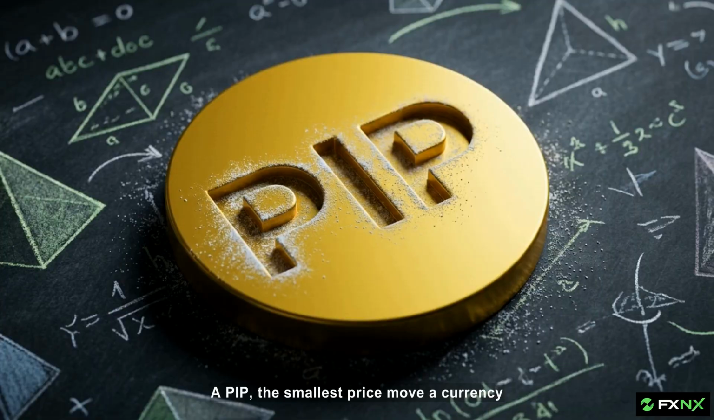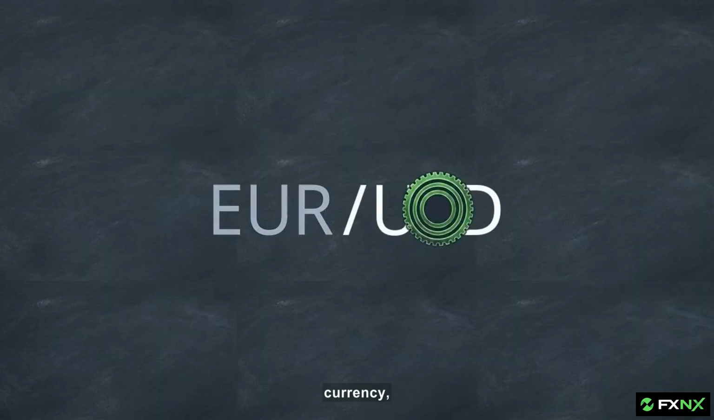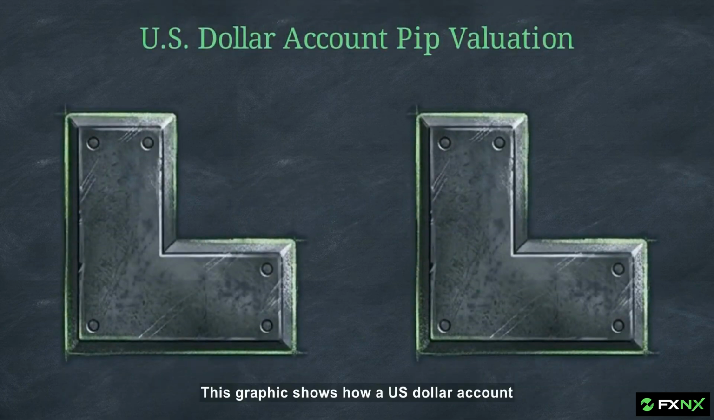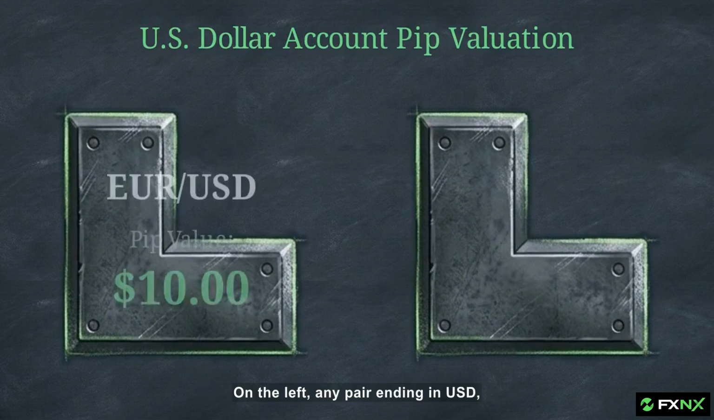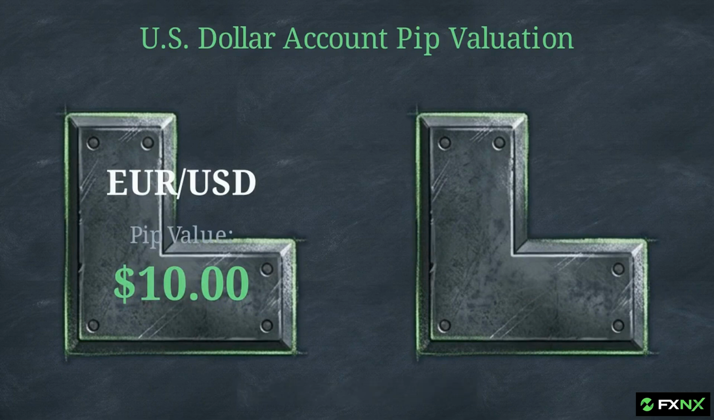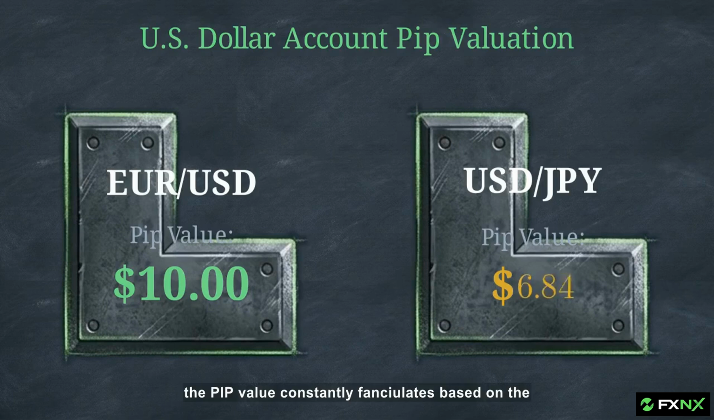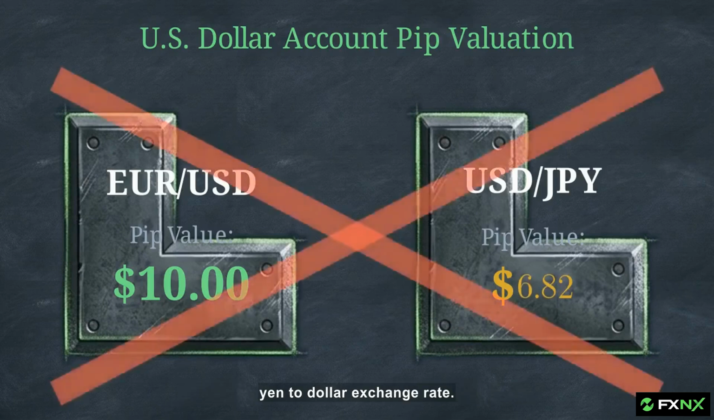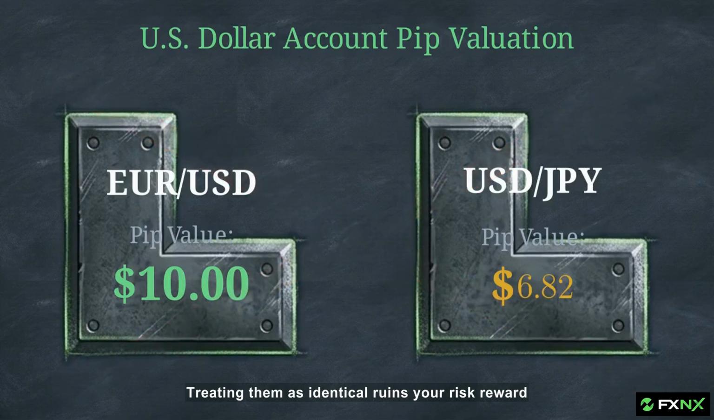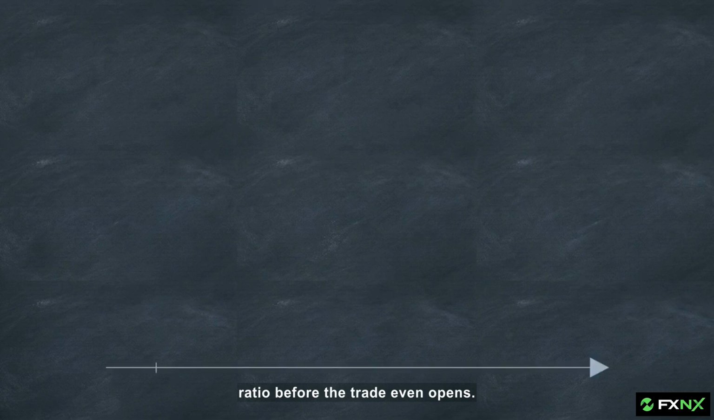A pip, the smallest price move a currency makes, does not have a universal dollar amount. Its value is dictated entirely by the quote currency, which is the second currency listed in a trading pair. This graphic shows how a US dollar account values pips. On the left, any pair ending in USD, like EURUSD, has a static value of $10 per standard lot pip. But on the right, for a pair like USD-JPY, the pip value constantly fluctuates based on the yen to dollar exchange rate. Treating them as identical ruins your risk-reward ratio before the trade even opens.